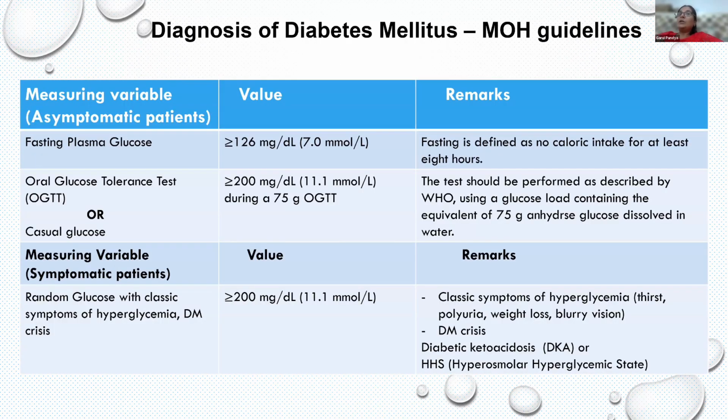Now coming to the diagnosis of diabetes mellitus. Usually in Singapore, our government had not included the HbA1c in the diagnosis of diabetes in the initial guidelines, and they have updated it later on, which I'm going to go through. So first is the patient who is asymptomatic, how do we diagnose them to have diabetes? Usually it is based on the fasting plasma glucose, random glucose, or the oral glucose tolerance test.